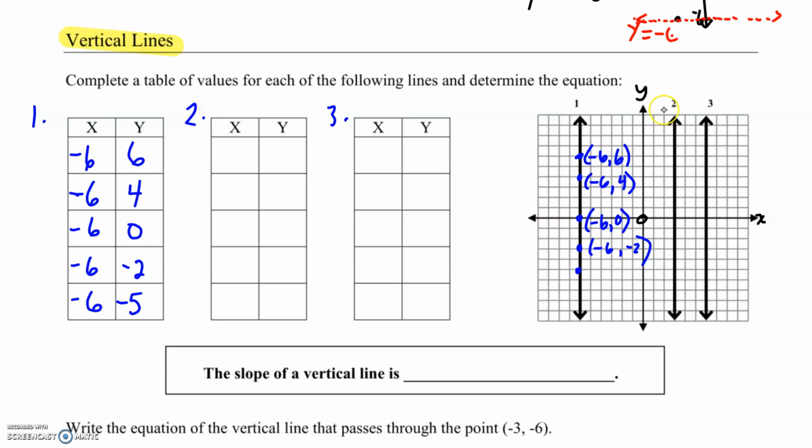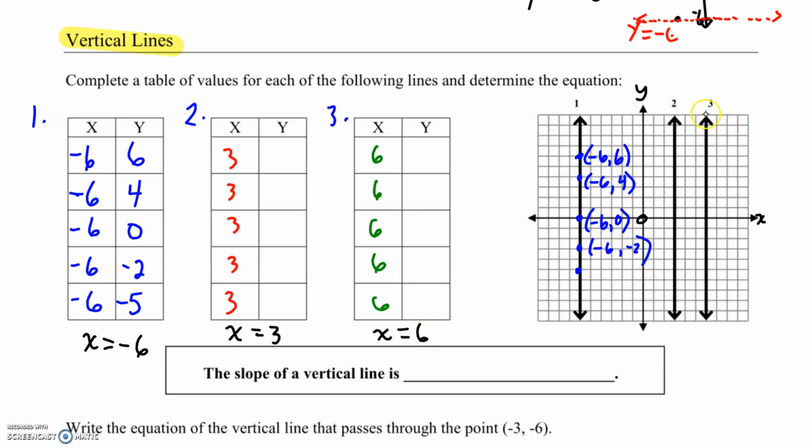All right, you came back, so you should have discovered that for line 2, all of the x values are 3. And for line 3, you should have seen all the x values are 6. And again, we're going to use that to come up with the equation. In our first line, the x values are always -6, so the equation is x equals -6. For the second line, the x values are all 3, so the equation is x equals 3. And our last line, the x values are all 6, so the equation would be x equals 6.